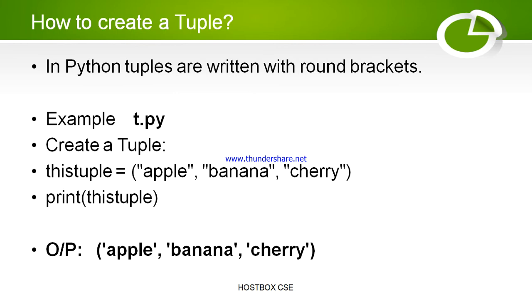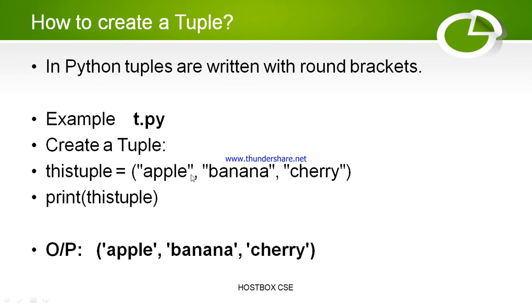Now, how to create a tuple? If you want to create a tuple, for example, in the Python script I am going to write a program called t.py. I am going to create a tuple. The tuple name is tuple, equal to, where I am giving apple, banana, cherry, with open and close inverted commas. Then I can print it, step by step: print of this tuple. Once it is created successfully, you can print it.